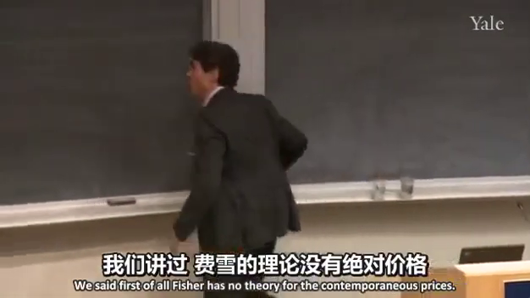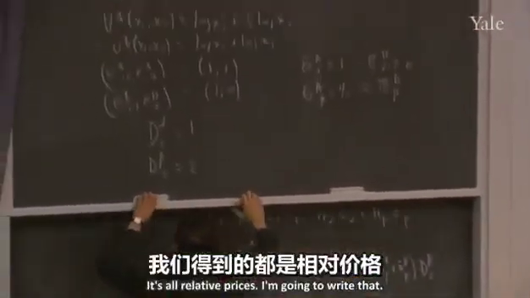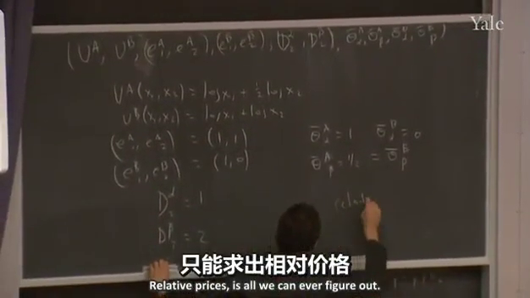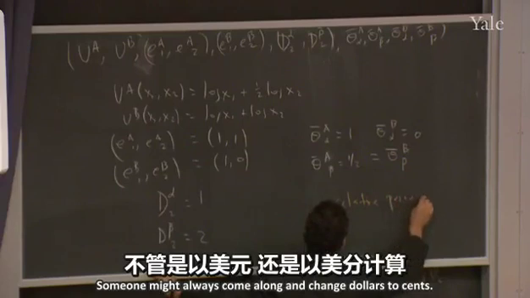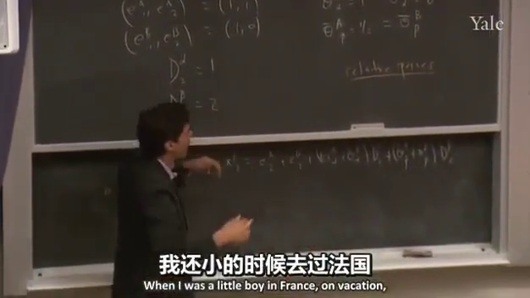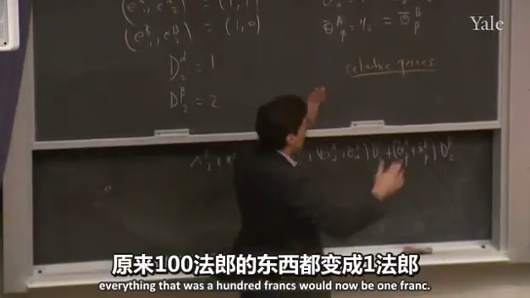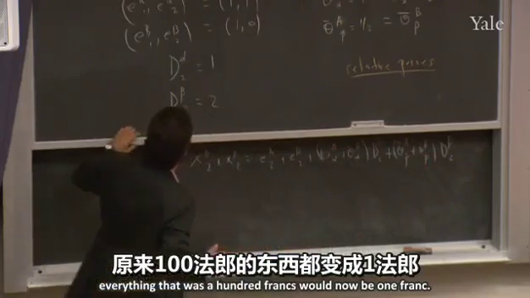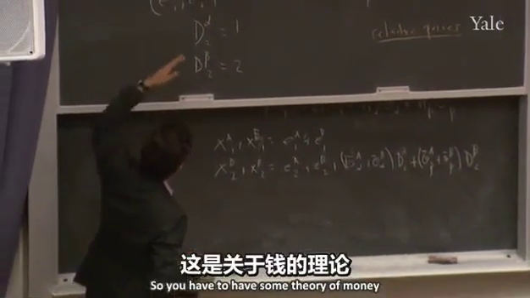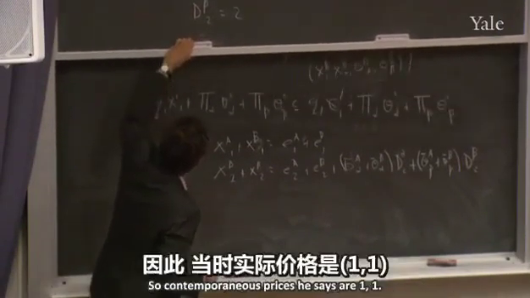we solved. We said, first of all, Fisher has no theory for the contemporaneous prices. It's all relative prices. I'm going to write that. Relative prices is all we can ever figure out. Someone might always come along and change dollars to cents. When I was a little boy in France on vacation, they suddenly announced that the franc was going to be divided by, everything that was 100 francs would now be 1 franc. And they just redefined the currency. So that might always happen. So you have to have some theory of money and whether the government's going to do that to figure out the nominal prices.